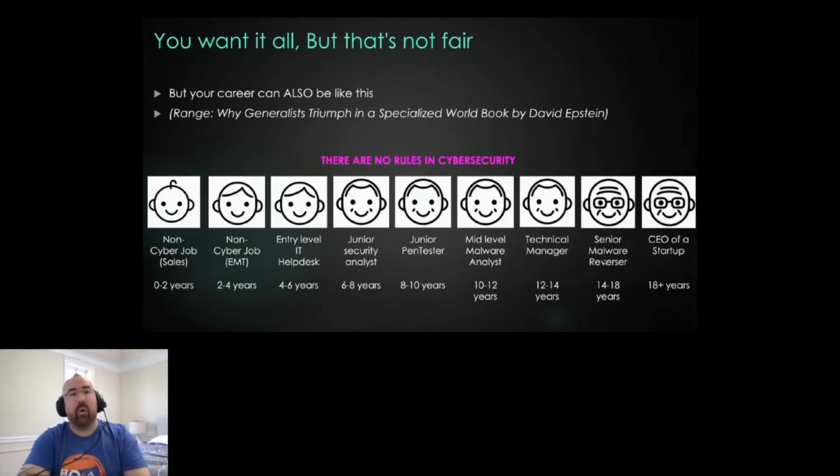I do also want to point out that there's this book called Range: Why Generalists Triumph in a Specialized World by David Epstein. I'm about halfway through it, but I actually describe my career much more in generalist terms than in specialization terms, because at some point we have to have personnel in cybersecurity that really do have a lot of knowledge, a lot about a lot of different specializations and areas, but they might not be deep technical experts in all of those areas.